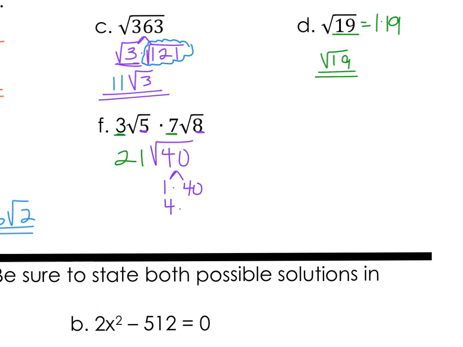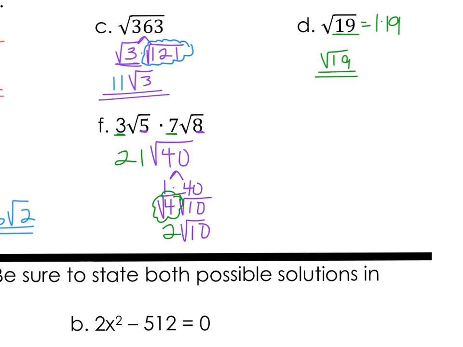4 goes into 40 10 times, and I think that's it for our perfect square list, either 1 and 40 or 4 and 10. The 4 is a perfect square, so if we do the square root of 4 times the square root of 10, the square root of 4 would come out as a 2. And the square root of 10 stays on the inside.